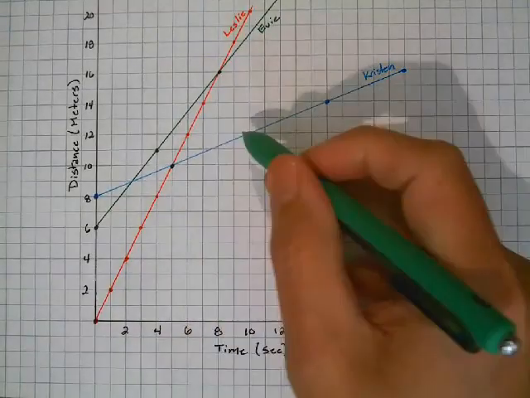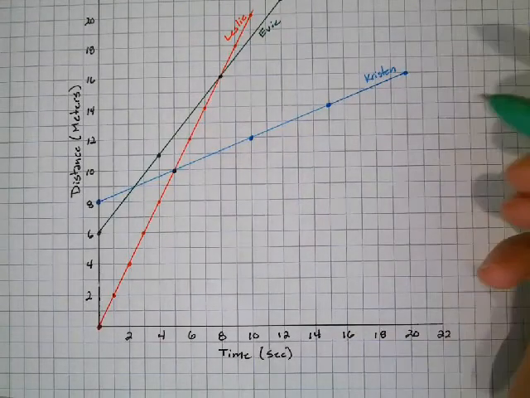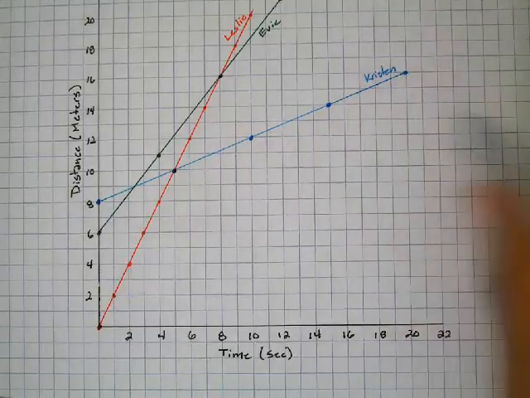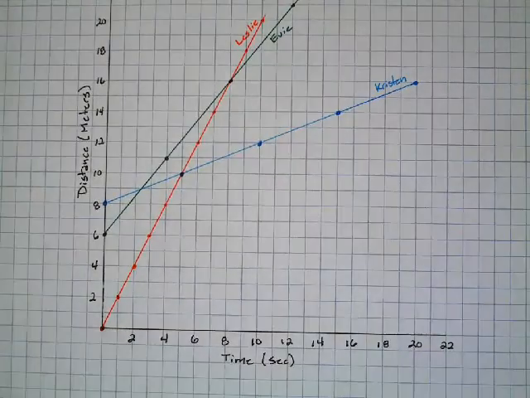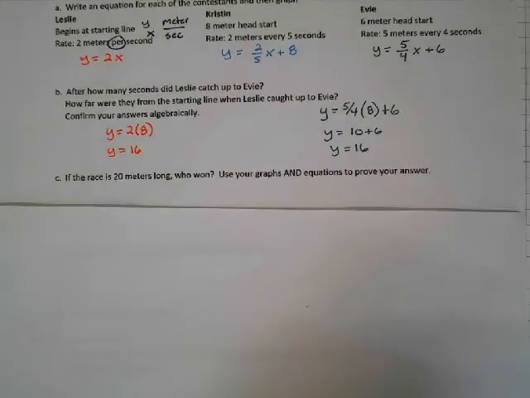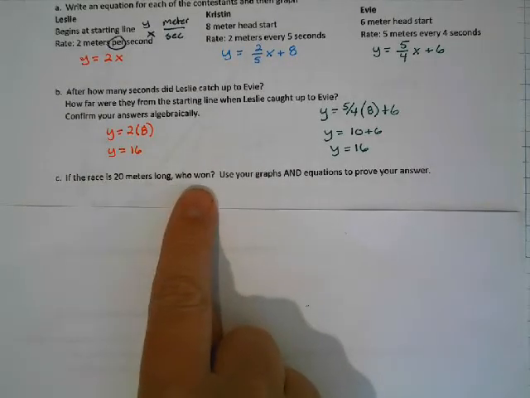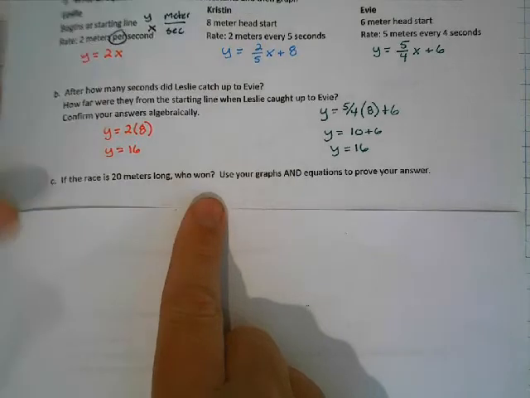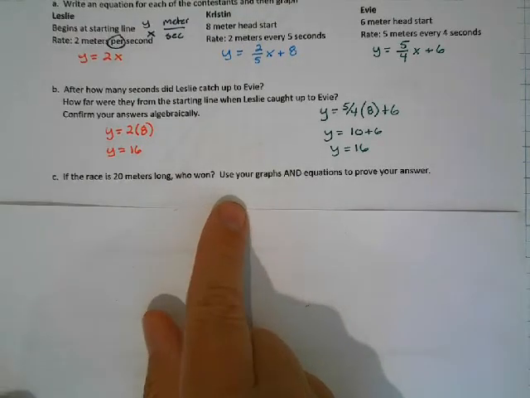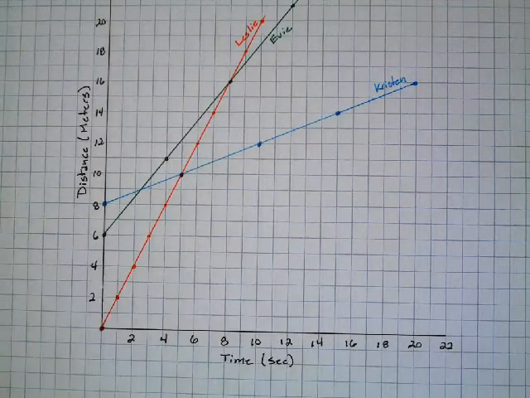But later on, we can see that somebody else might be the winner. So we have to decide how long that race is. So how long is the race? The race is 20 meters long. So we want to find out who won the race. The first thing we're going to do is look at the graphs, and then we're going to prove it algebraically by looking at the equations.